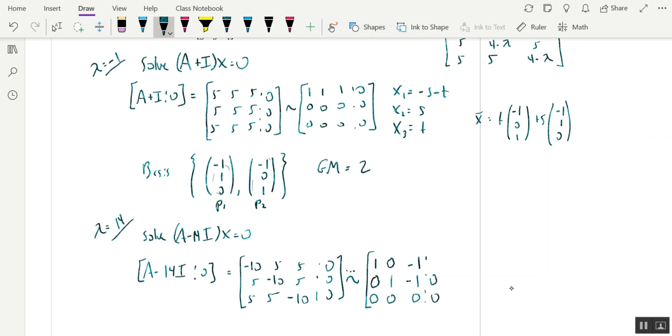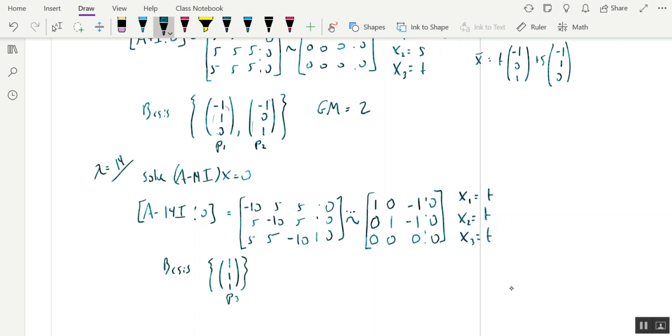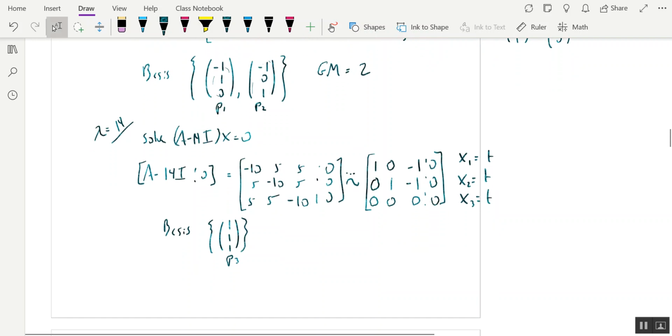It only takes a few steps. So x3 is t, it's free, x2 is t, and x1 is t. So our basis is 1, 1, 1. I'll call that P3. I'm ready to build D and P. The order you build them in doesn't matter. I'll do P first, and I'll put in my columns P1, P2, P3 in that order.